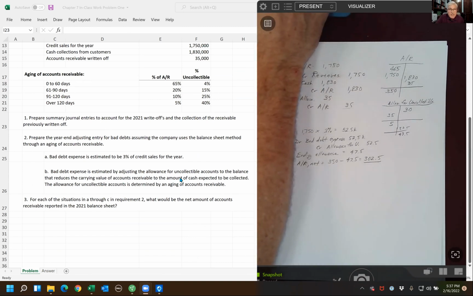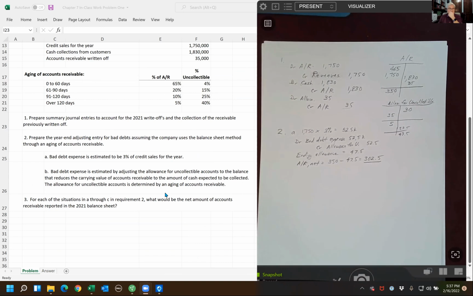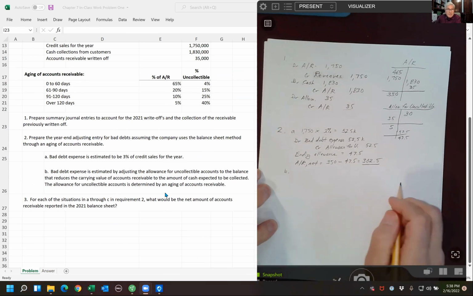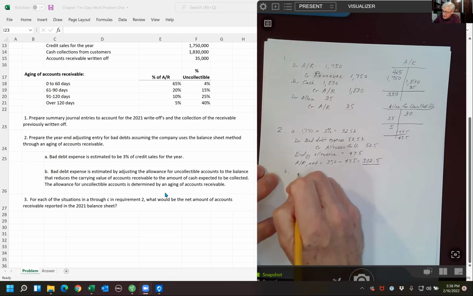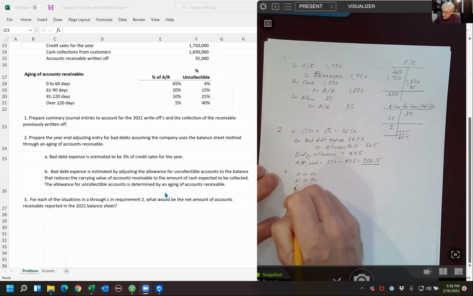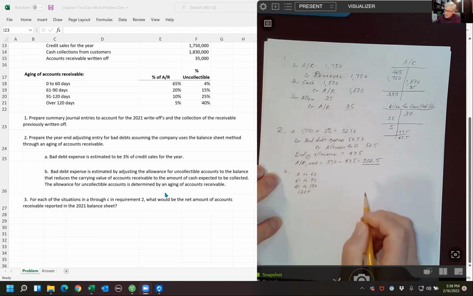Bad debt is estimated by adjusting to the ending balance based on the aging method. And this is a really good method that a lot of companies use. And so let's look at this. This is 2B. And so we've got 0 to 60, 61 to 90, 91 to 120, and 120 days plus. So this is an age.